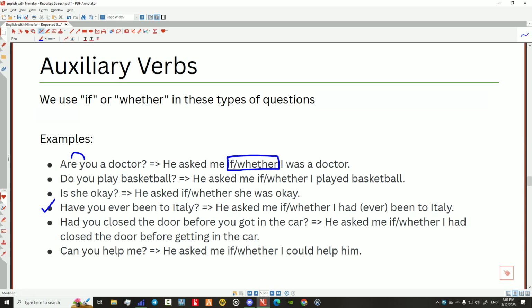This is something for another topic. We use clauses, we use gerunds. If you don't understand, that's fine. This is for another topic. But generally, I had closed, had you closed, because past perfect is the last one, so we keep it.